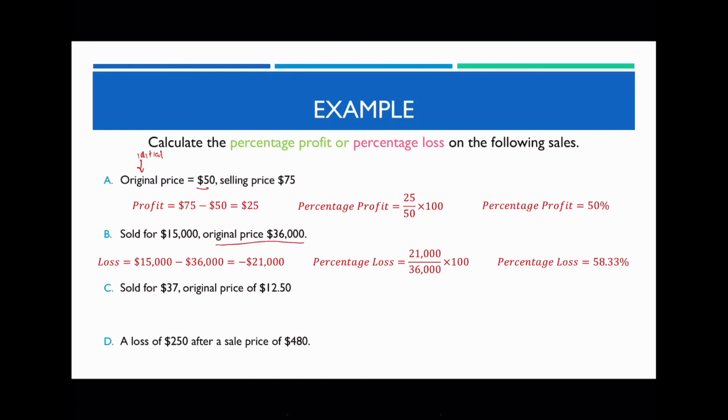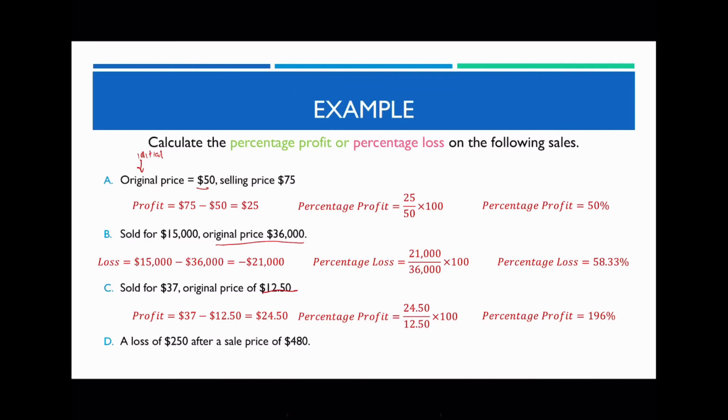For part C, sold for $37. Original price is $12.50. This is my initial amount, and because my final amount is larger, this is an example of a profit. So therefore, the profit that I've made is $24.50. Substitute this into the formula, and you're going to get an answer of 196%. Don't be too confused if your percentage exceeds 100%. This can happen sometimes, so that's perfectly normal.